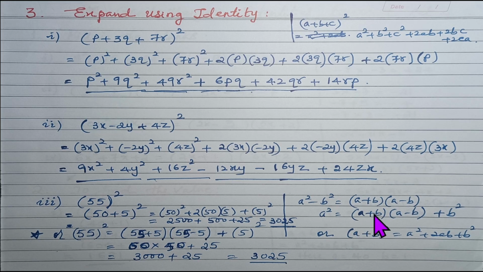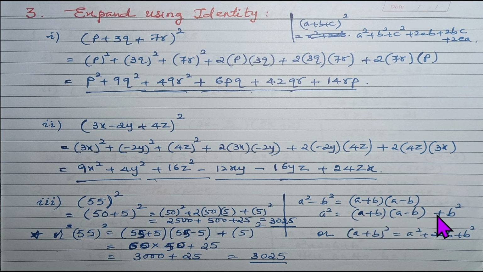Now applying this identity, if a is taken as 55 here and b is taken as 5, it will be (55 plus 5)(55 minus 5) and b square will be 5 square. So 55 plus 5 is 60, 55 minus 5 is 50, and 5 square is 25. So it will be 60 into 50 is 3000 plus 25, 3025. Again the same answer, but it is a slightly different identity used here.